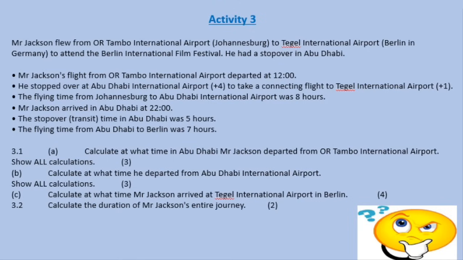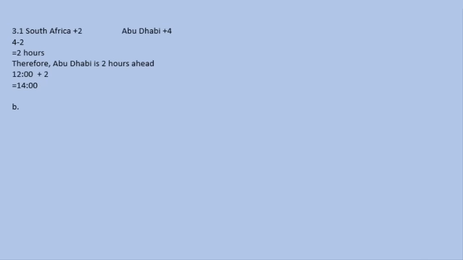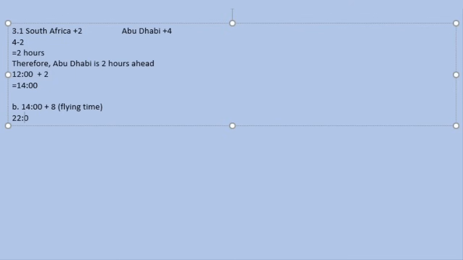Right, okay, so let us look at number B, which is calculate what time he departed from Abu Dhabi International Airport. Show all calculations. So we would take that 14 hours that we got and we add 8 hours, which is the flying time, and we will get 22 hours, and we add 5 hours, which is the stopover, and the total is 3 hours.